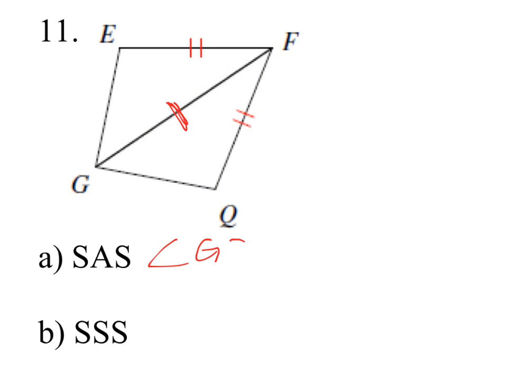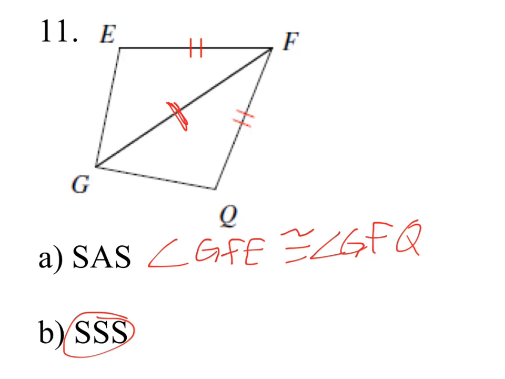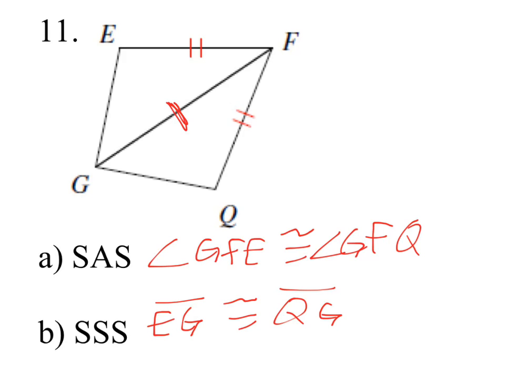So that's GFE congruent to angle GFQ. And the next part is to get side, side, side, so we need all the sides congruent. The only sides that aren't congruent yet are these two. That's EG and QG that aren't congruent yet.